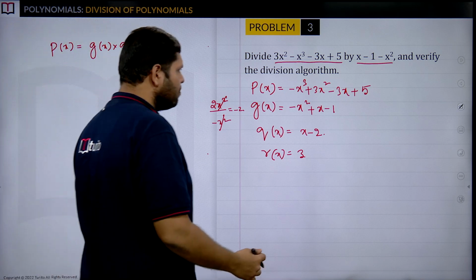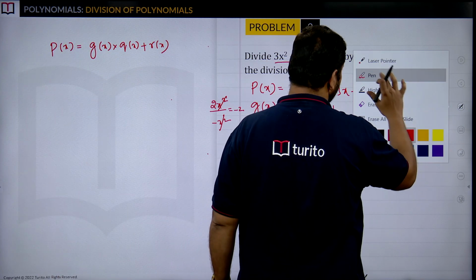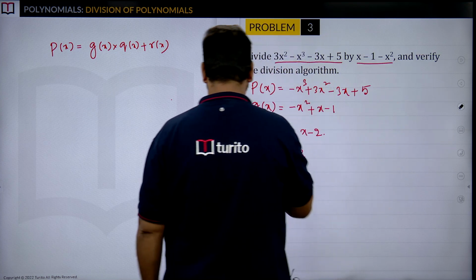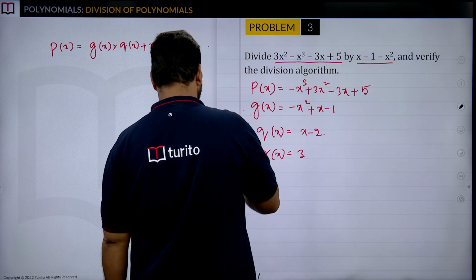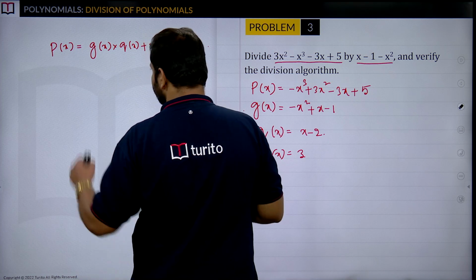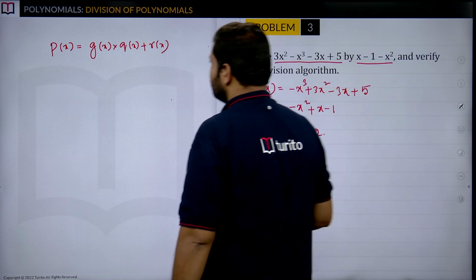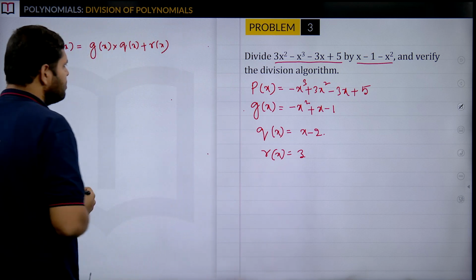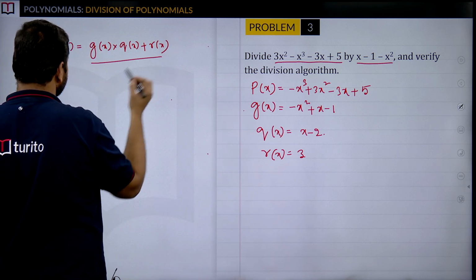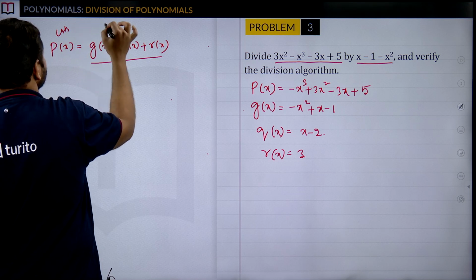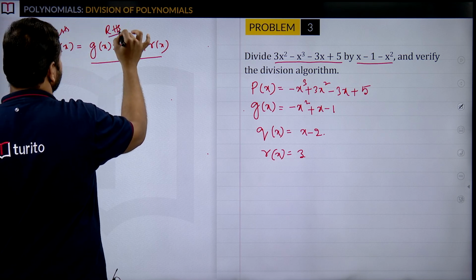So this we are going to apply now, and we have to check whether LHS is equal to RHS or not. Okay. Children, here what is the LHS? LHS is p of x. And what is the RHS, children? RHS is g of x into q of x plus r of x. So I will take this RHS, children. This you can take as the LHS value, and this you can take as the RHS value.